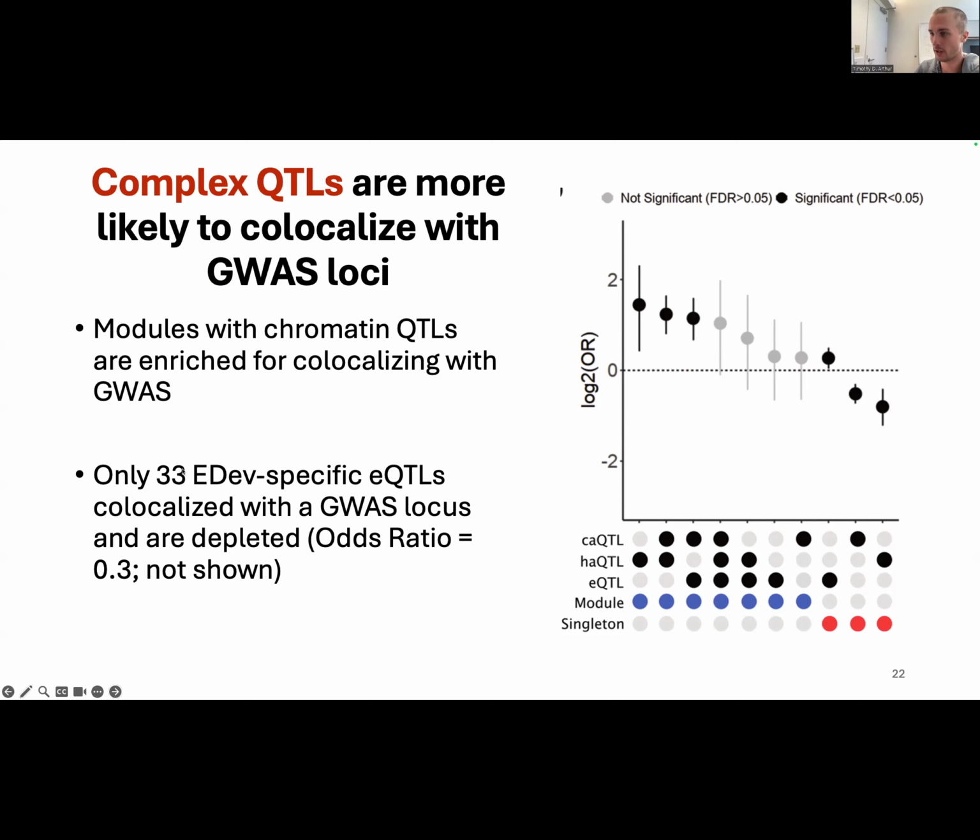Surprisingly, we only found 33 EDEV-specific eQTLs, which I described earlier, that co-localized with a GWAS locus. And this represents a strong depletion relative to shared eQTLs. And it suggests that regulatory variation that's active at multiple stages of life or throughout life is more responsible for explaining disease heritability for complex traits.